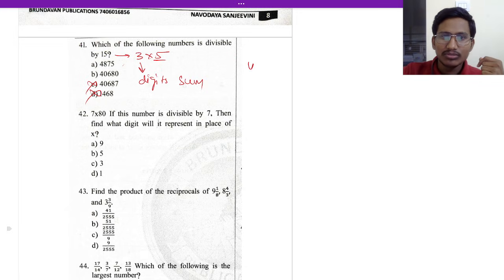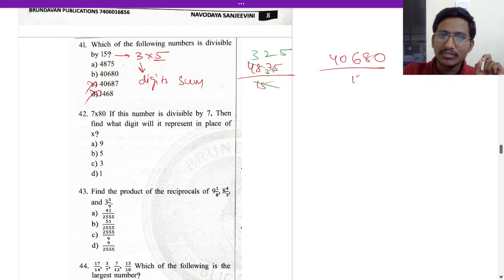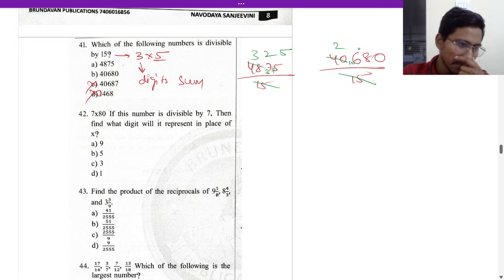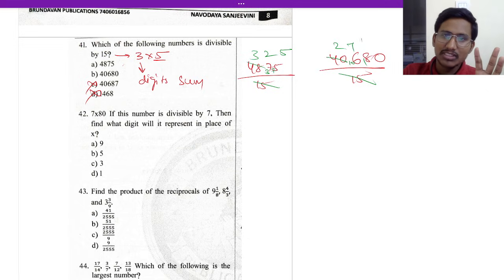So that is 4875 divided by 15. 15 3s are 45, 3 will be remaining, 15 2s are 30, and then 7 will be remaining, 15 5s are 75. This is divisible. Next let us take one more, that is 40680 divided by 15. 15 2s are 30, 10 will be remaining. 15 7s are 105, 1 will be remaining, and this is also divisible, right? 15 1s are 15, 3 will be remaining, 15 2s are 30. So both are divisible. So A and B will be the answer. Both are the answers for 41.